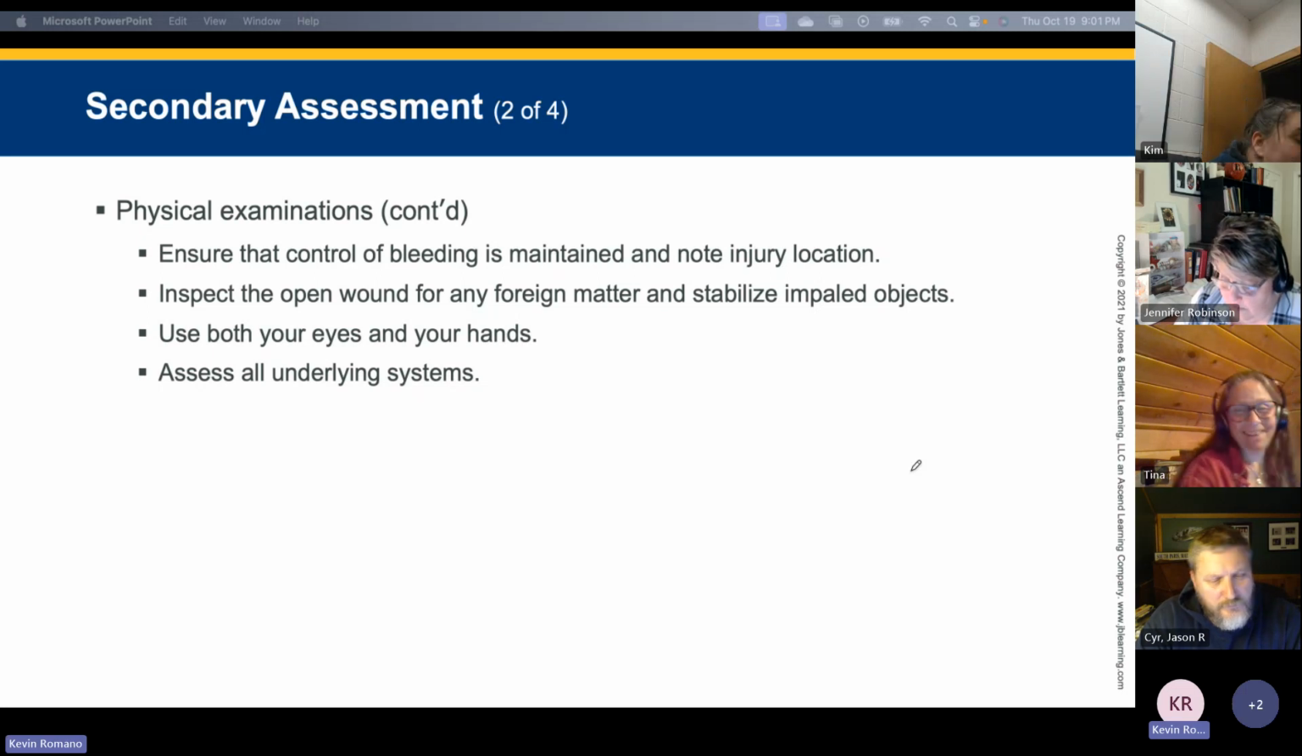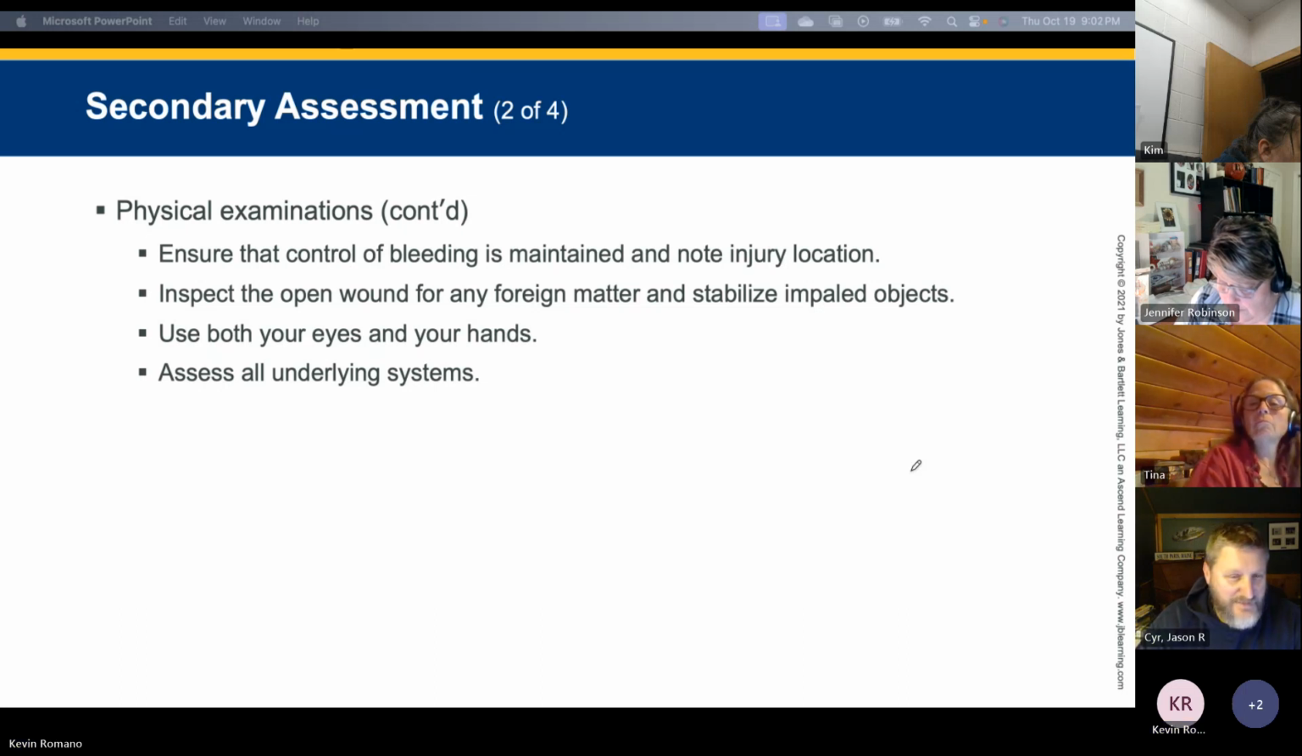Let them know: I'm going to be pressing on your face, pressing on your nose, touching the back of your neck. Let them know what you're doing, because that way they don't have any surprises. It's like with a 12 lead. Ma'am, I'm going to lift your breast up with the back of my hand. Remember, lifting with the back of your hand is professional. Grabbing with your hand is unprofessional. It's called groping, which we can't do to a female in the back of the ambulance, or unwanted. And assess all underlying systems.